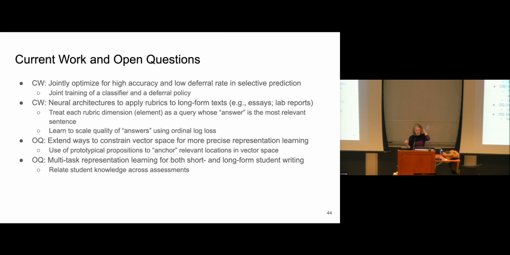And then I do have a student who's working on applying analytic rubrics on this wide scale to long form text, namely lab reports, where we treat each rubric dimension as a query whose answer is the most relevant sentence. And we have to scale the answers on this 0 to 5 point scale. So we're using ordinal log loss, where if the truth is 5 and the model predicts 4, that is less bad than if the model predicted 2.